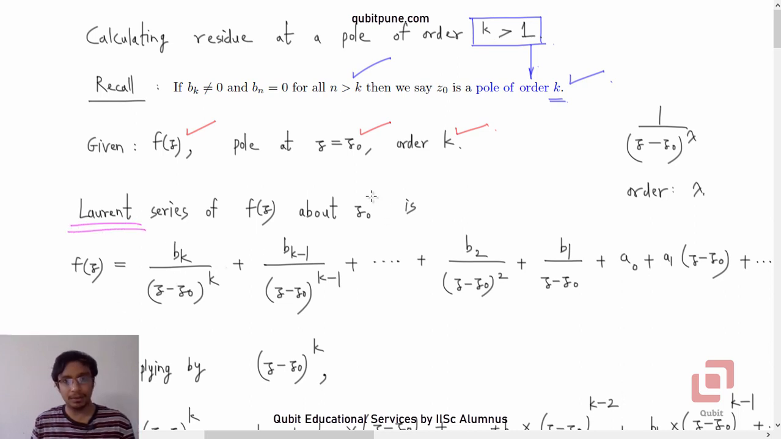Now we start our derivation by writing down the Laurent series of the function f of z, but this time about z naught. Because we know that this particular pole z naught is a pole of order k, we will not have any powers of (z minus z naught) which are less than minus k. So the very first term in the Laurent series expansion is going to be bk upon (z minus z naught) to the power k, and then the powers will keep increasing by 1, and once you reach b1, the principal or the singular part will be over, and then from this we will have the analytic part.